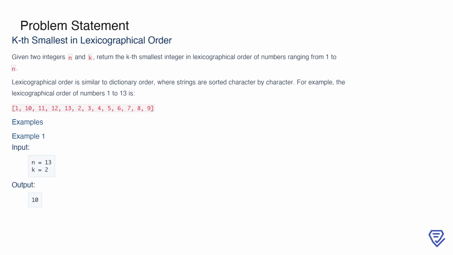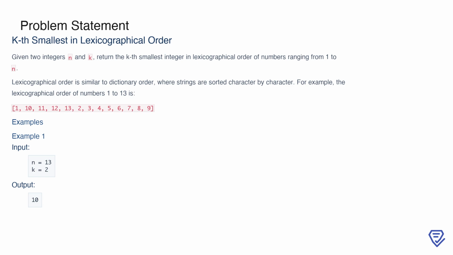Let's dive in. In this problem, we are tasked with finding the Kth smallest number in lexicographical order from the numbers 1 through n. Lexicographical order is similar to how words are ordered in a dictionary, where the numbers are sorted as strings character by character.